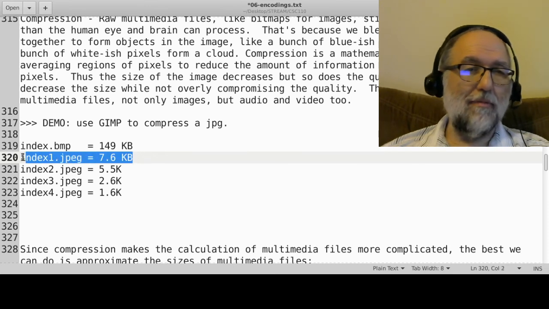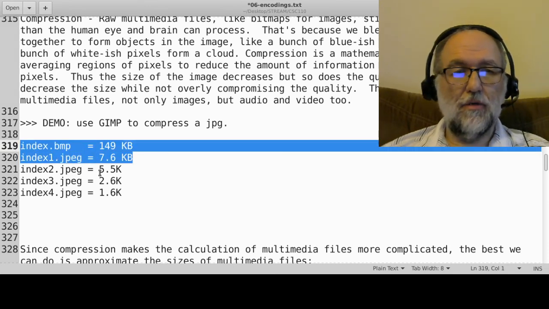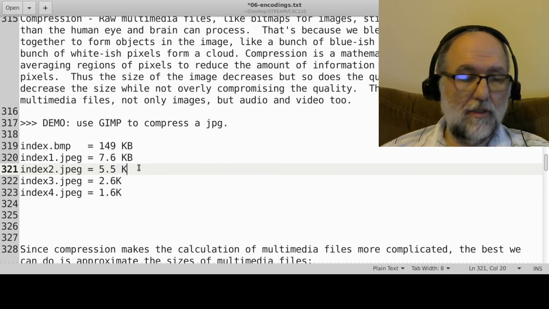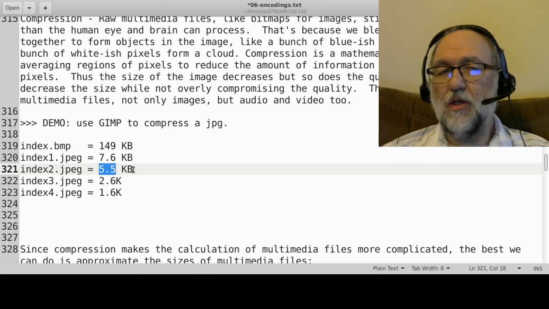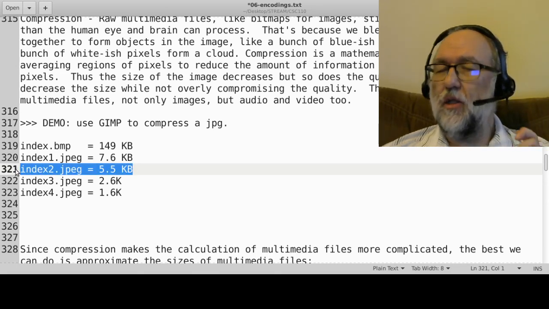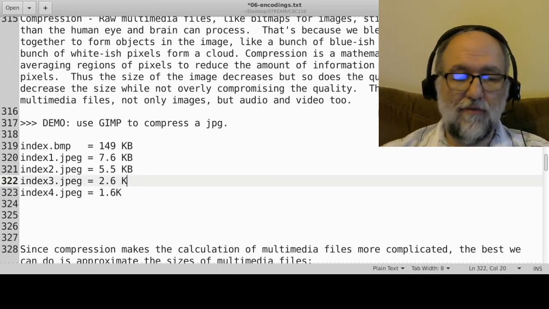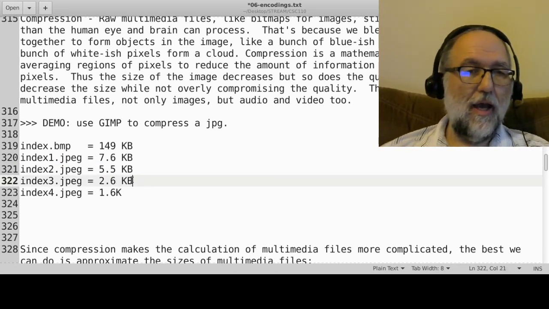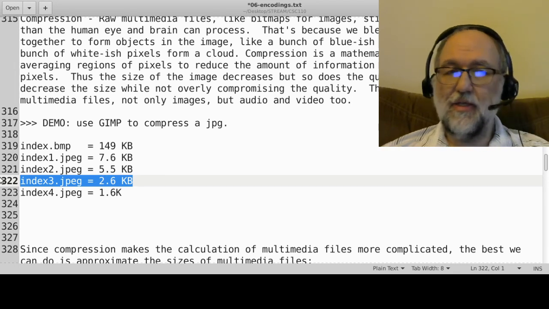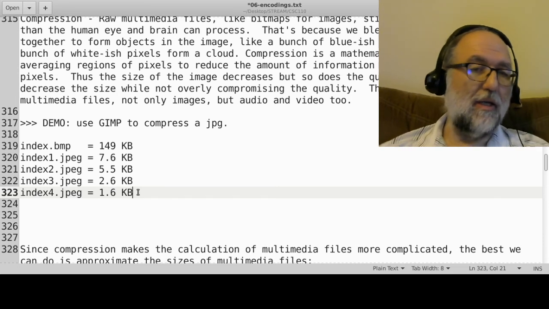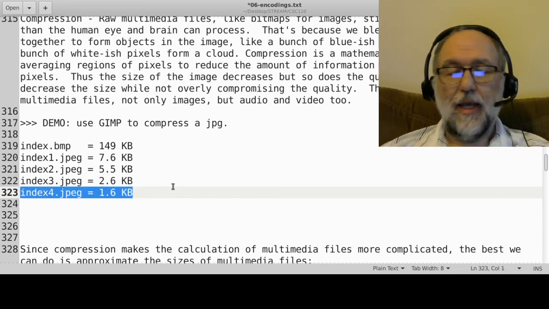And yet you'll see in a minute that you can hardly tell the difference between the two. Then I compressed it further, to 5.5, and you can just start to tell that something is wrong, that it's starting to lose some of the quality. Then you can compress it further, down to 2.6, and at 2.6 you can definitely tell that this is a poor quality picture. And finally, when you compress it down to 1.6, it looks terrible. I did that on purpose.